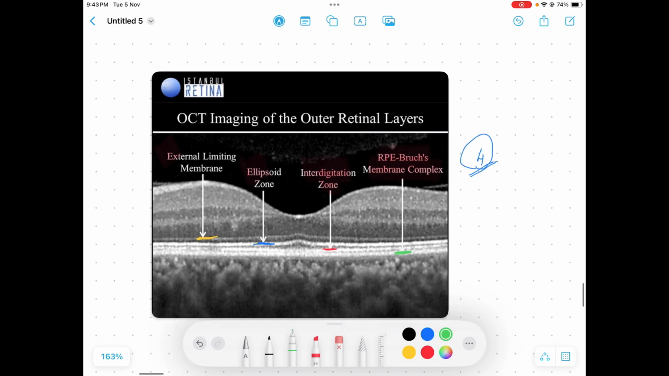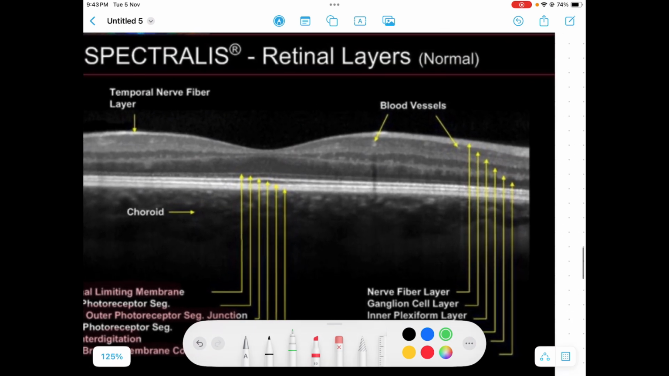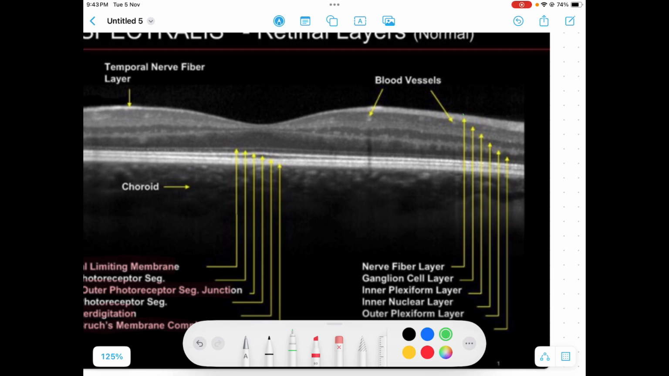Coming to the other layers of the retina, here we have the innermost nerve fiber layer, then comes the ganglion cell complex. Outer to the ganglion cell complex is the inner plexiform, and then the inner nuclear layer, and then the outer plexiform, and then the outer nuclear layers. As we had already discussed, it is important to remember that the plexiform layers are inner and the nuclear layers are outer.